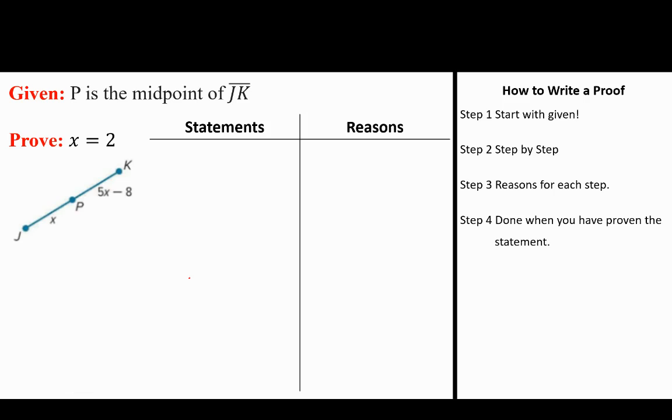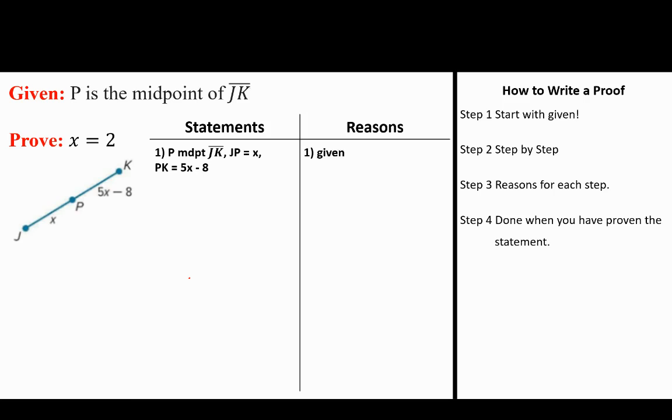The given is that P is the midpoint of JK, and we're also given some information in that diagram. So look at my given information here. P is the midpoint of JK. That's right here. JP equals X. That's what this part of the picture is telling me. And PK equals 5X minus 8. That's what this part of the picture is telling me. So all three of those pieces are given information that we should write down first. What's my reason? Because they're given.